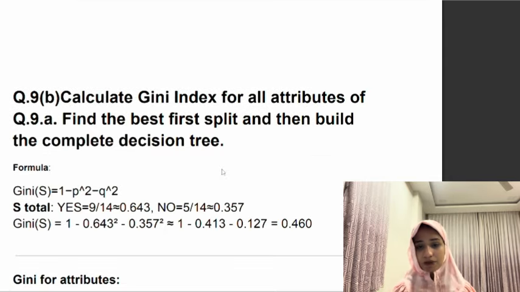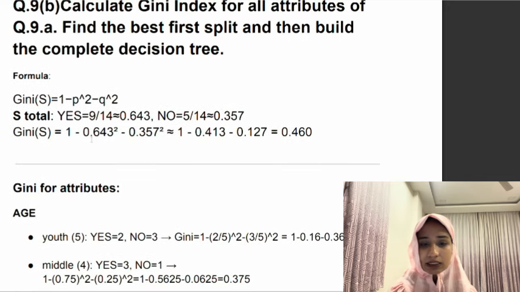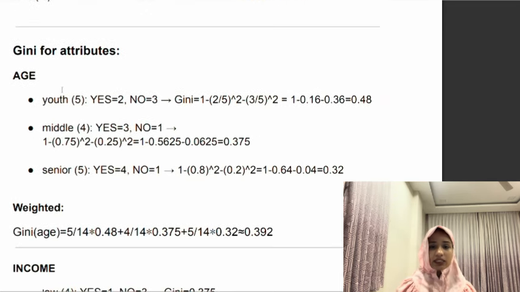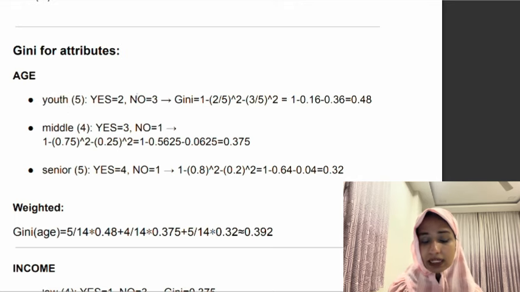Now second, we'll have to calculate the Gini index for all the attributes of question 9a, find the best first split, and then build the complete decision tree. So we have Gini as 1 minus P square minus Q square. So for S, total yes equal to 9 by 14. So Gini of S will be 0.460, and Gini for attributes like age, we have youth, middle and senior.